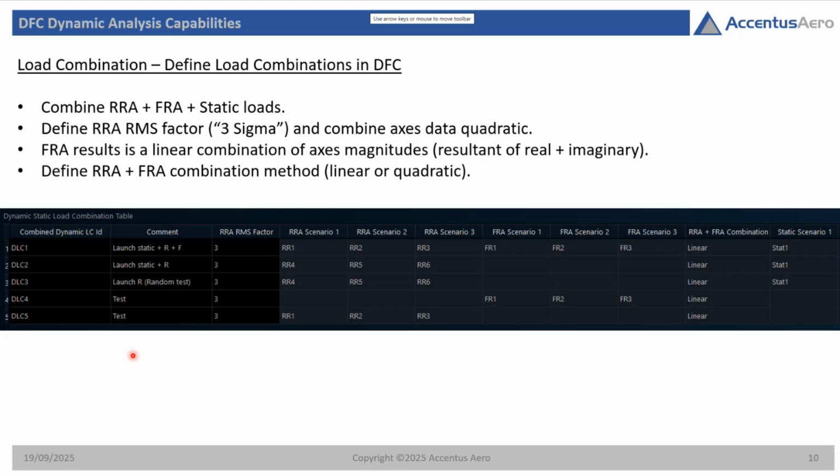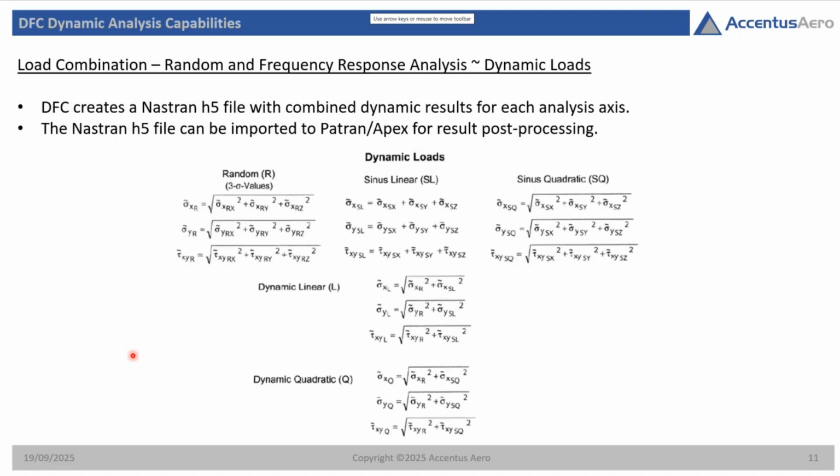Then we combine the random response and frequency response data, either linear or quadratic. Those are more or less the methods given in the reference documents. Again, we create an H5 file with the combined dynamic results, a combination of your random and frequency response data for each analysis axis. You can import that H5 file into Patran or Apex and do some post-processing there.